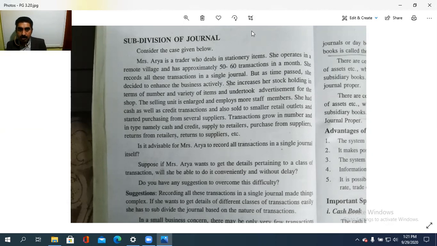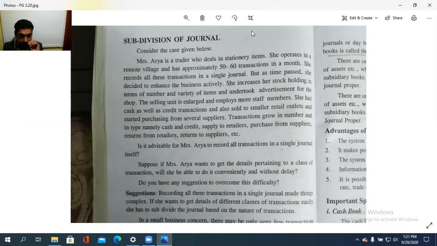Consider the case given below. Mrs. Arya is a trader who deals in stationery items. She operates in a remote village and has approximately 50 to 60 transactions in a month. She records all these transactions in a single journal.